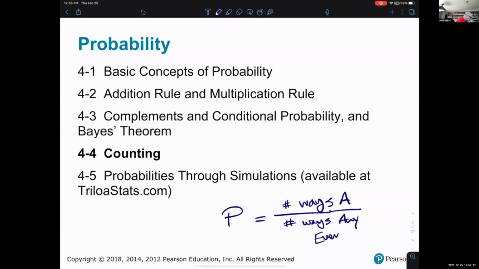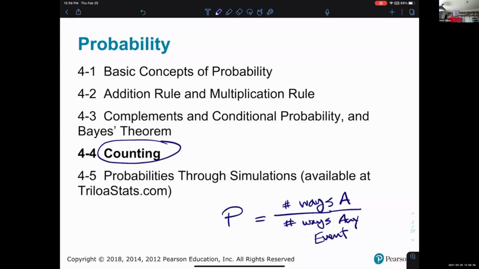Both of these situations involve counting up something, the number of ways that something can occur, or the number of possible ways that things can happen. That's why this ends up being about counting, so that we can then do that.